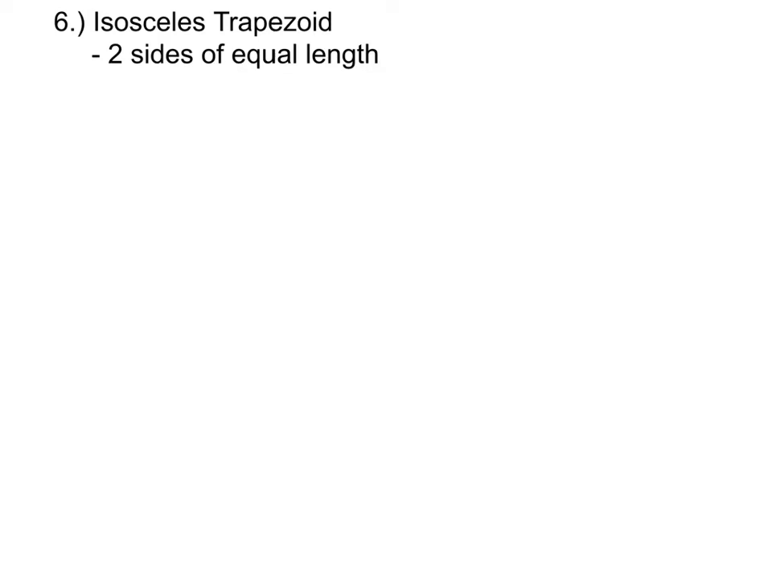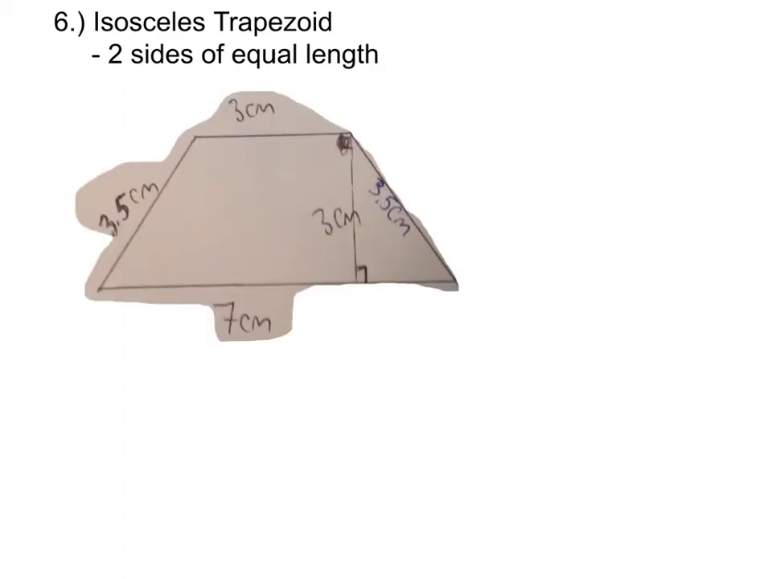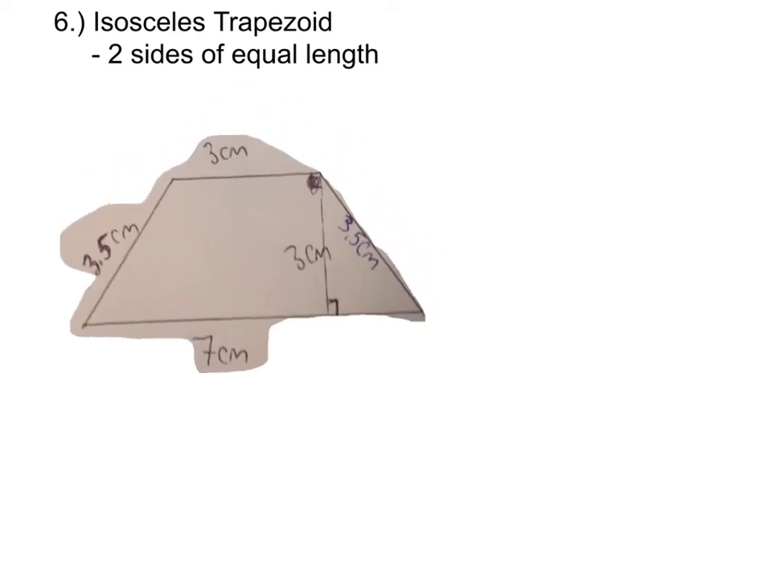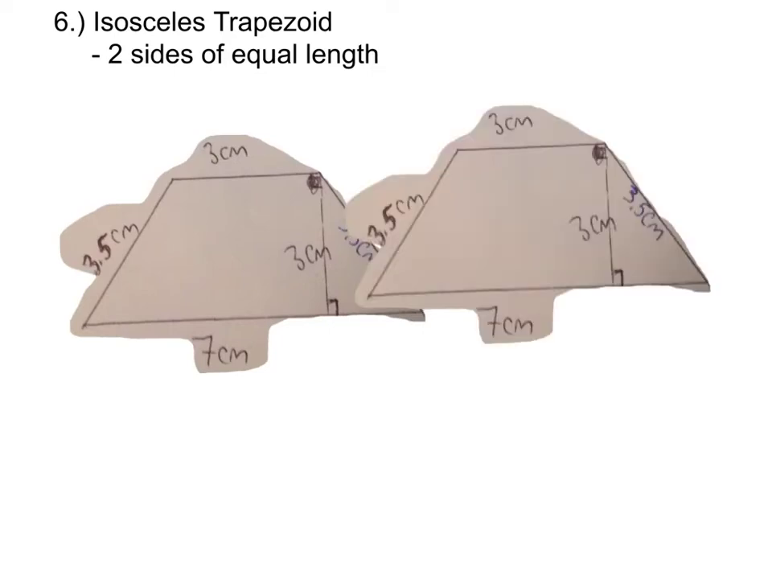The next type of quadrilateral we'll look at is called an isosceles trapezoid. An isosceles trapezoid has two sides of equal length. I'm sure this is the type of trapezoid you're most familiar with. Here is the picture of the type of trapezoid we'll look at. Just as we did in our last type of trapezoid, we're going to duplicate this trapezoid and rotate it as follows.